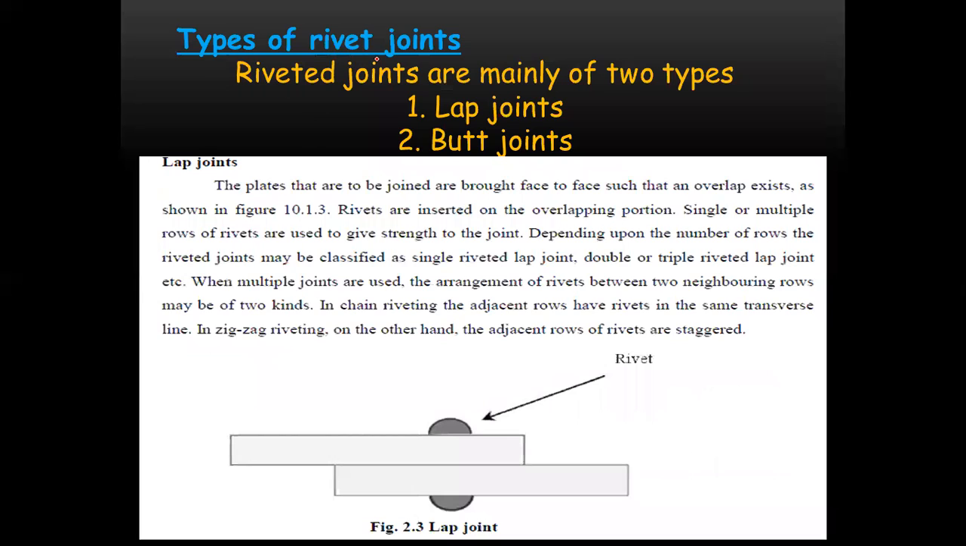Coming to the types of rivet joints, the riveted joints are mainly of two types. First one is a lap joint, second one is a butt joint. So the types of joints we already studied. See here how the lap joint is done. So this is plate 1, plate 2.